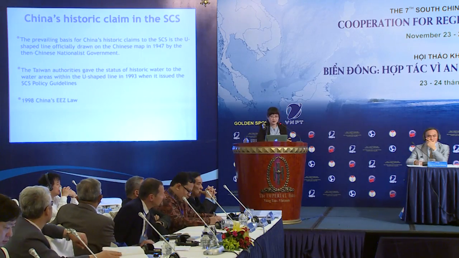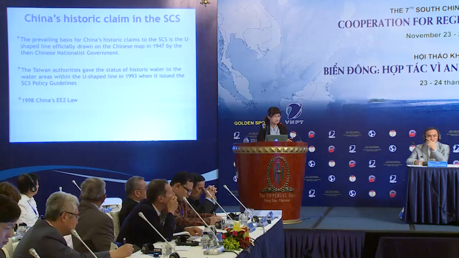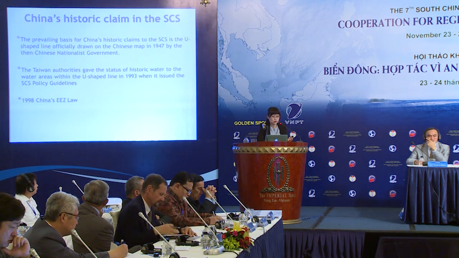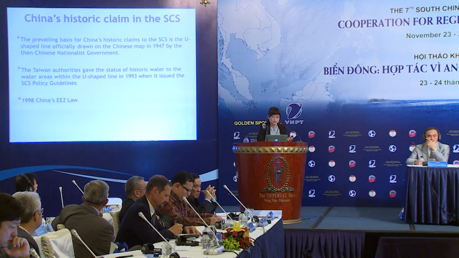Now back to what China's historical claims in the South China Sea are, which is an unclear question with no clear answer. The most important and interesting area where China might claim historical rights is the South China Sea. The prevailing basis for China's historical claims to the South China Sea is the U-shaped line officially drawn on the Chinese map in 1947 by the then Chinese nationalist government. And the Taiwan authority gave the status of historical waters to the areas within the U-shaped line in 1993, when they issued the South China Sea policy guidelines, but it tends not to use the term historical waters anymore after 2005.